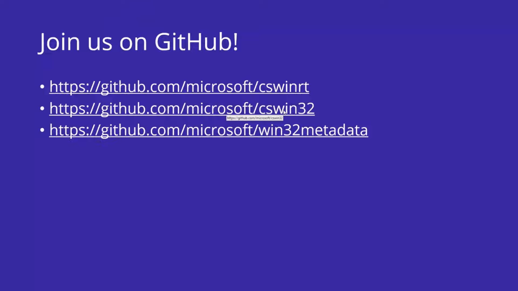And all of this is being developed open source. These are our GitHub repos. We've got the C# WinRT projection that Angela demoed, C# Win32 that I just demoed, and then the Win32 metadata repo is where we're building the tooling to actually scan the SDK and generate the metadata, the WinMDs that these projections are building on. We're not handwriting IL or doing anything crazy like that. We're actually scanning the SDK and then emitting WinMDs that these projections can build on.